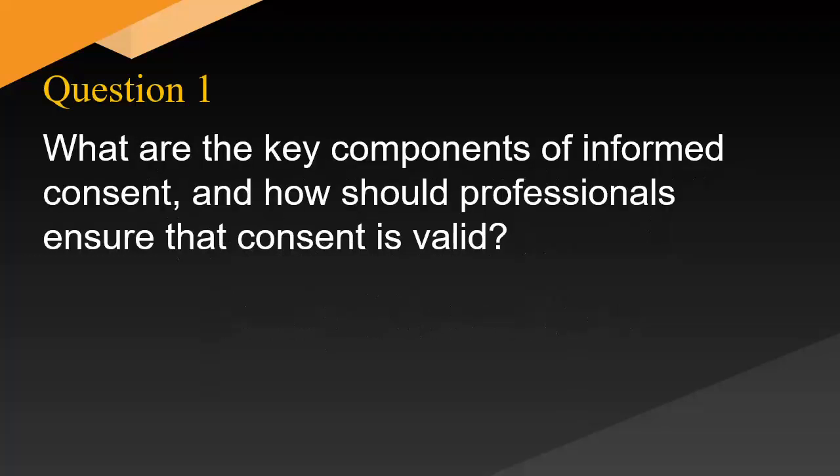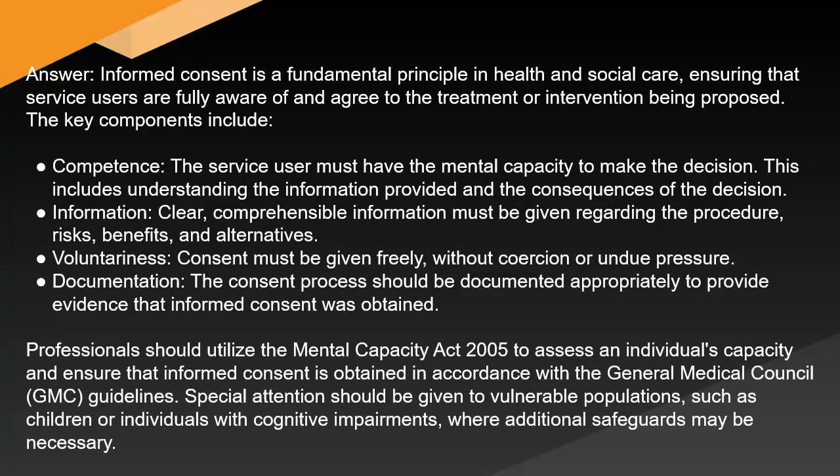What are the key components of informed consent, and how should professionals ensure that consent is valid? Answer: informed consent is a fundamental principle in health and social care, ensuring that service users are fully aware of and agree to the treatment or intervention being proposed. The key components include competence. The service user must have the mental capacity to make the decision. This includes understanding the information provided and the consequences of the decision.